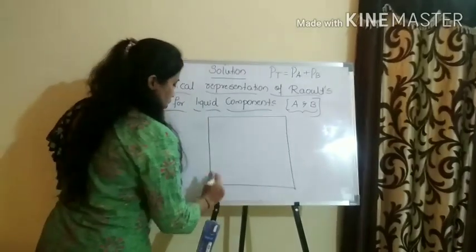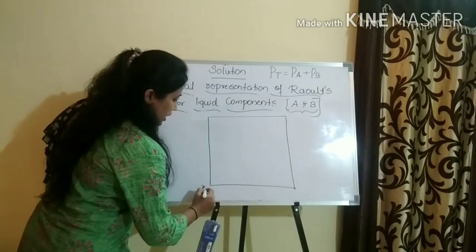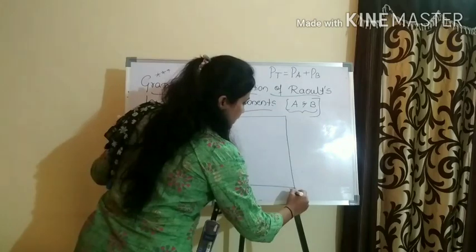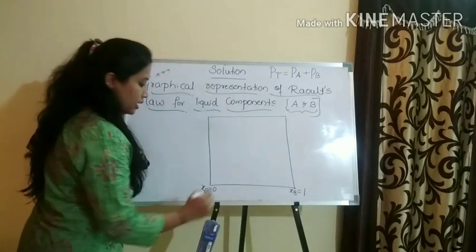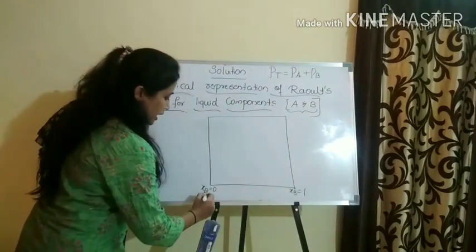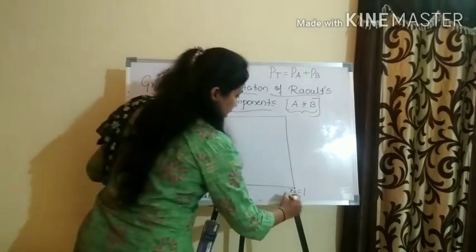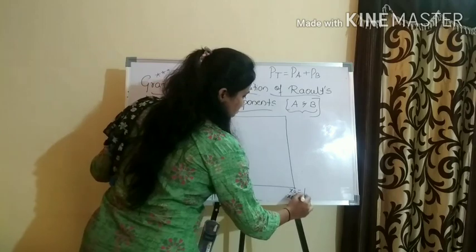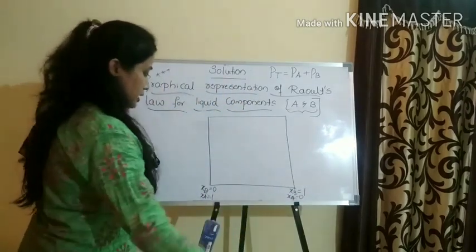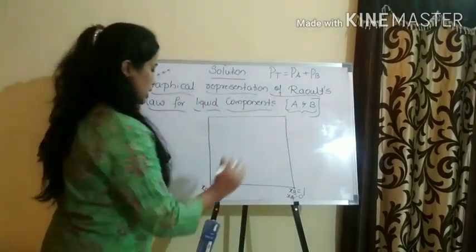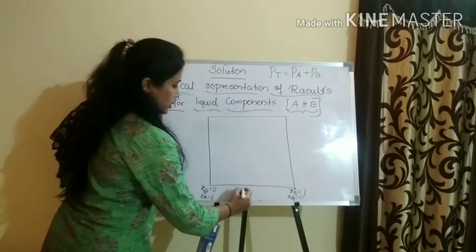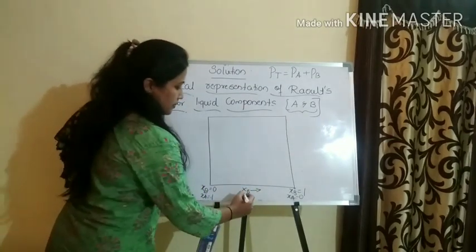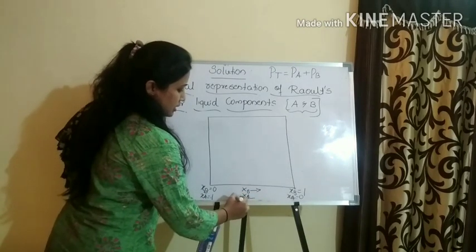So let us take this is for XB equal to 0, and here XB equal to 1. Similarly here, XA equal to 1, and XA equal to 0. I'll tell you again by combining the two graphs. Here XB is increasing this way. Similarly, XA is increasing in this way.